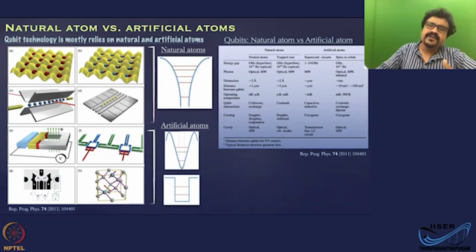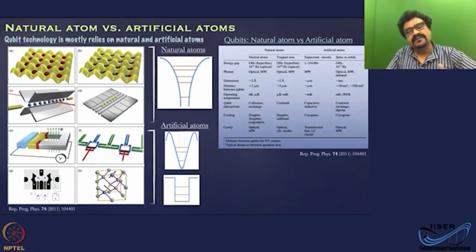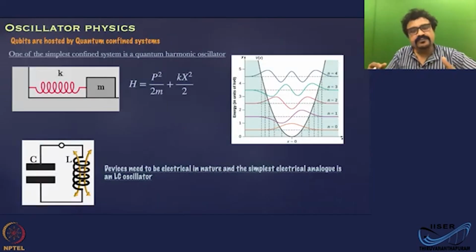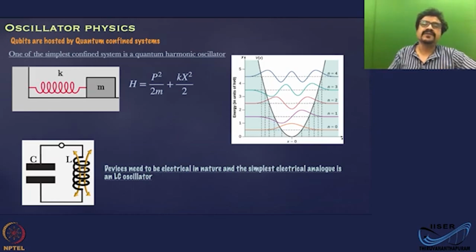Now, what we just summarized is that we need some kind of confined system, and we use the states of the confined system as qubit states. One of the most common confined systems with well-defined states and easy to understand is a harmonic oscillator.